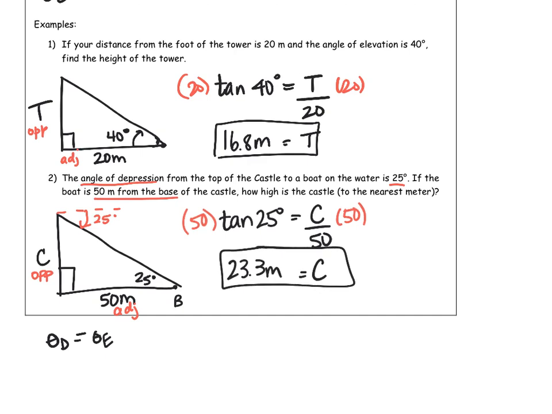Now it is possible, just to backtrack here, that you might recognize that if this is 25 and this is a 90-degree angle, then inside of the triangle up here is 65 degrees. And then you would call this opposite and this adjacent. Totally fine. You can do it that way as well.